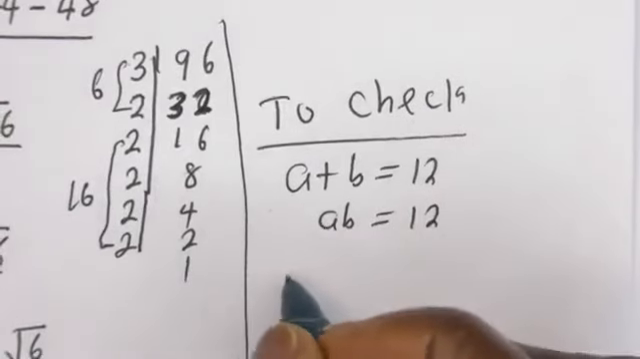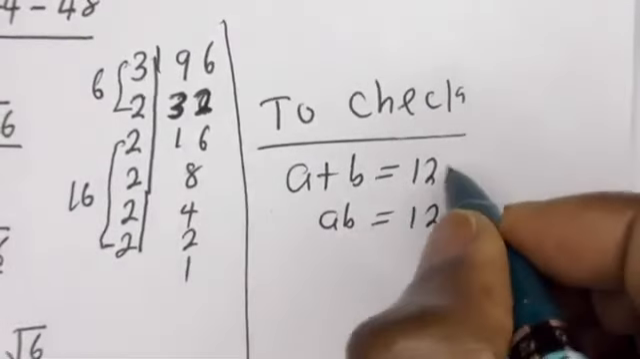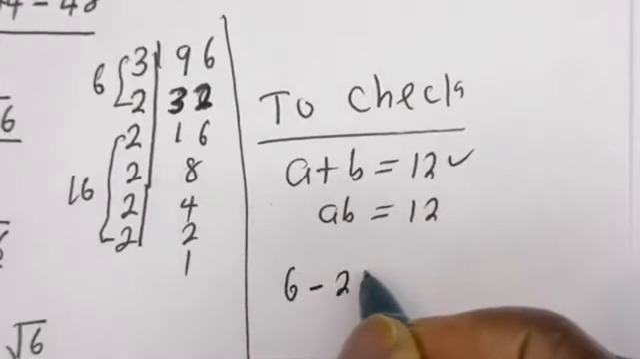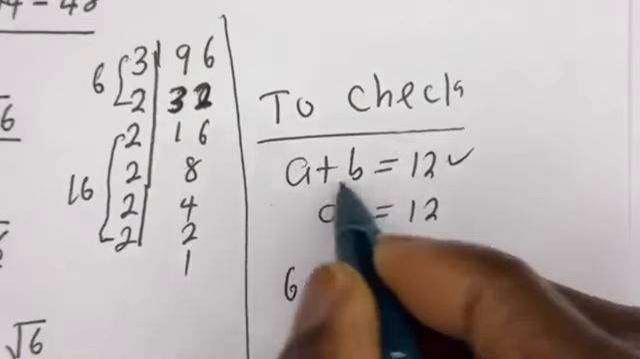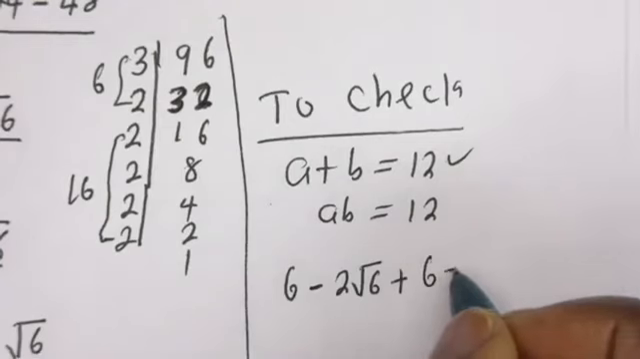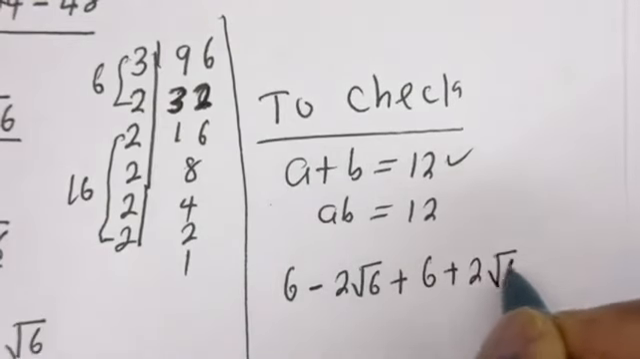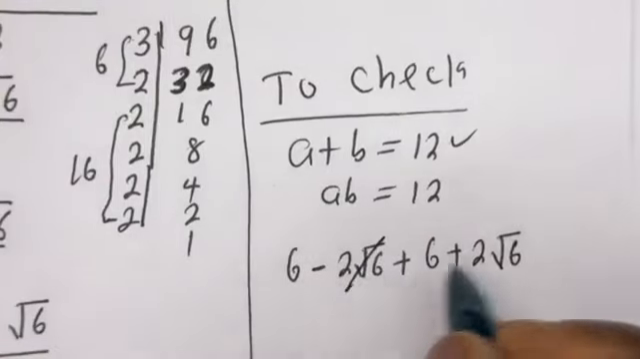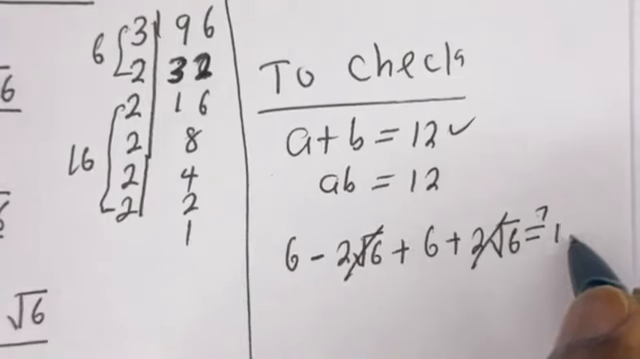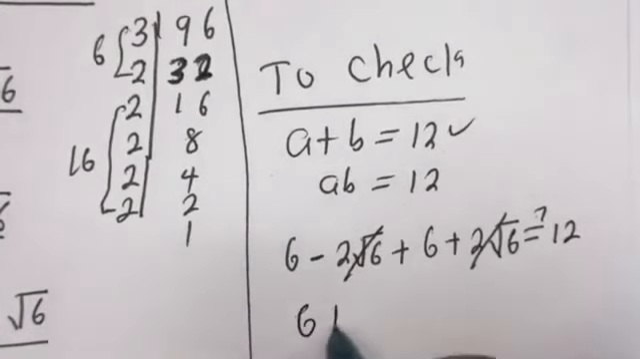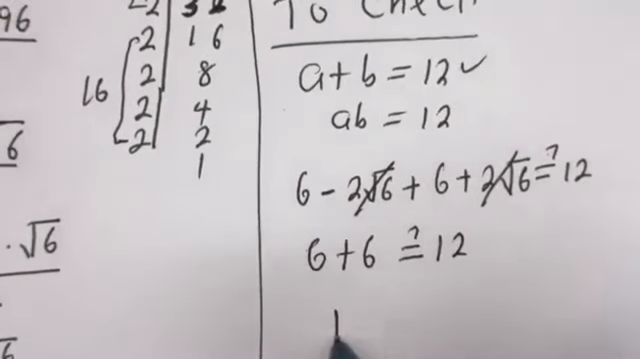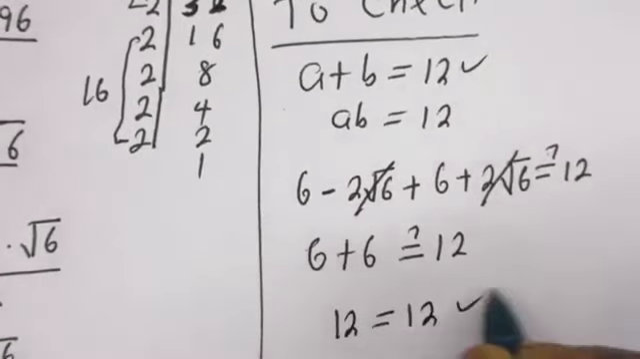Then A1 is 6 minus 2 root 6, plus B1, which is 6 plus 2 root 6. Then this will cancel this. This must be equal to 12. That is 6 plus 6 must be equal to 12. 6 plus 6, this is 12, is equal to 12, which is true.